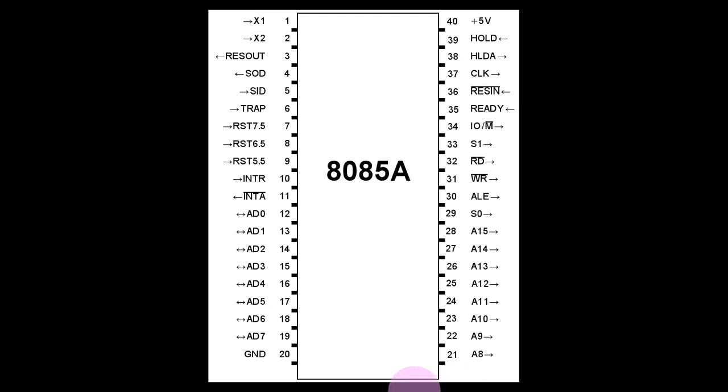But now there is a problem. Since these lines AD0 to AD7 are multiplexed, sometimes on these lines there will be address, and sometimes there will be data. But for the rest of the lines, A8 to A15, there will always be address, never data. That is why the direction is only outwards. However, for AD0 to AD7, the direction is bidirectional because it can transfer data, so you can either read data or write data. So bidirectional is needed.